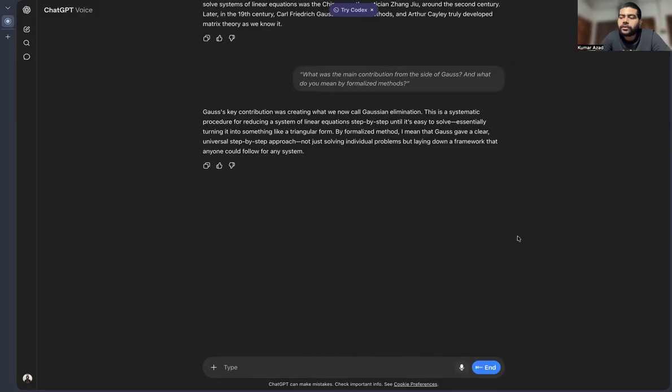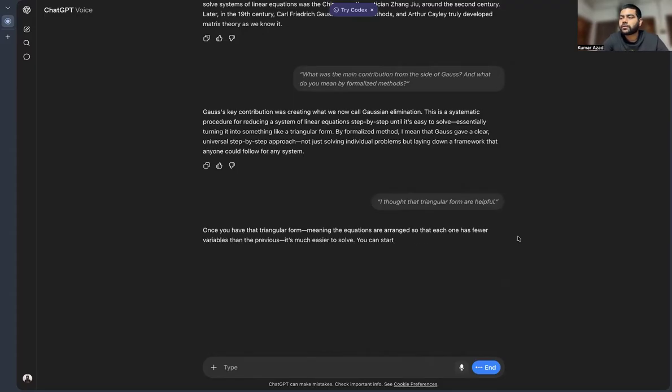How is that triangular form helpful? Once you have that triangular form, meaning the equations are arranged so that each one has fewer variables than the previous, it's much easier to solve. You can start from the last equation, which will have just one variable, solve it, and then substitute backward. This process, called back substitution, makes the solution process clear and straightforward.